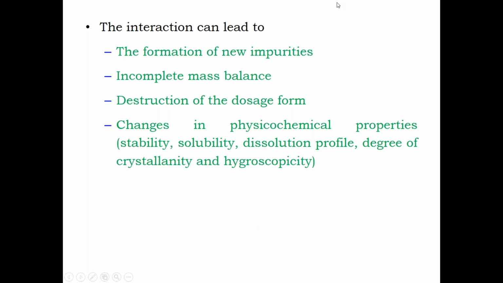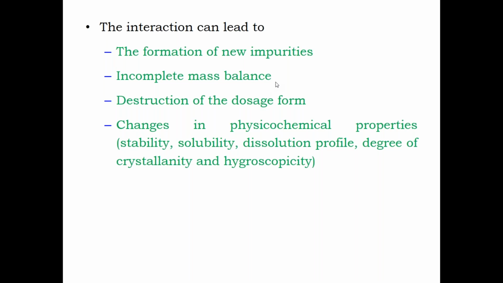So I was telling you about drug excipient interaction. Now, looking at what happens after the interaction, we should also know what possibilities arise after the interactions. So I was telling you, it can result in the formation of new, unwanted impurities, or it can result in incomplete mass balance. That's what I was telling you.